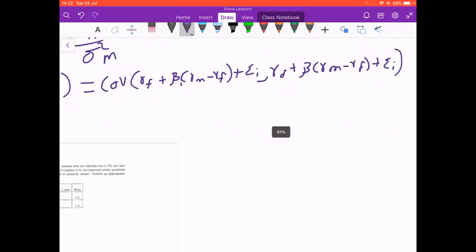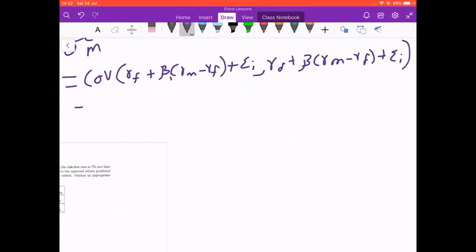And then you can simplify this. You can write it like this. The covariance between two deterministic things is going to be 0, this and this. And then between this and any other thing is just going to be 0.